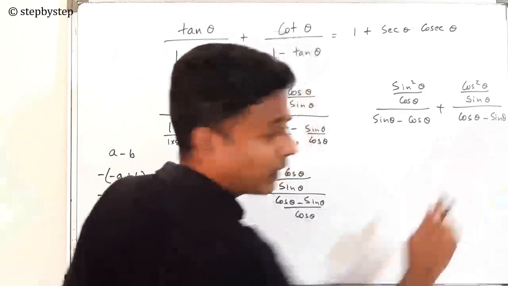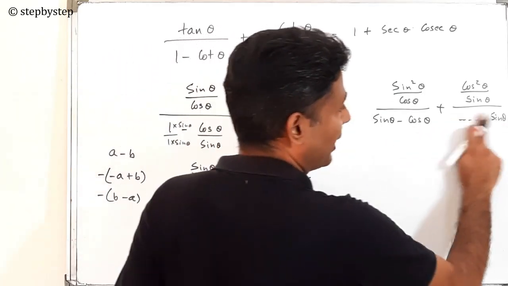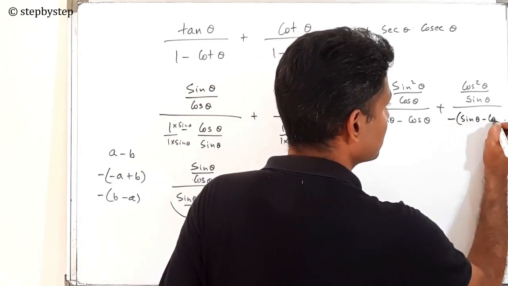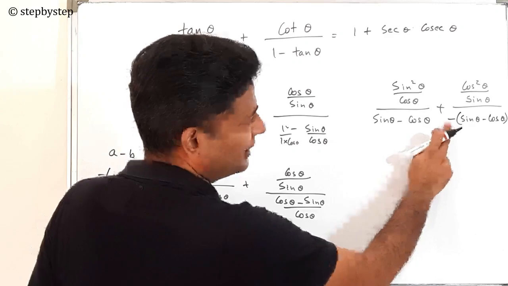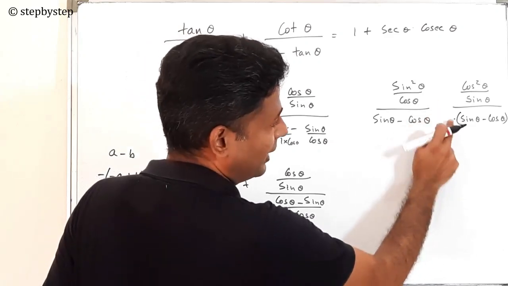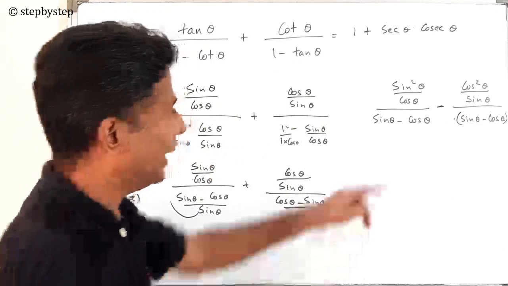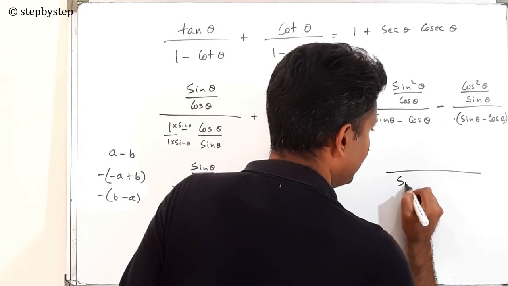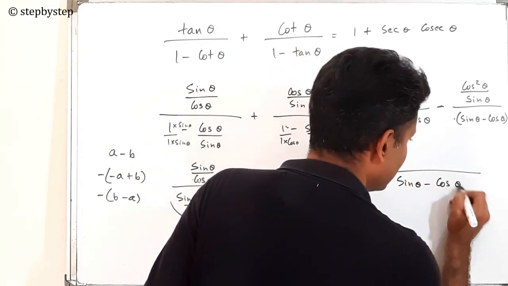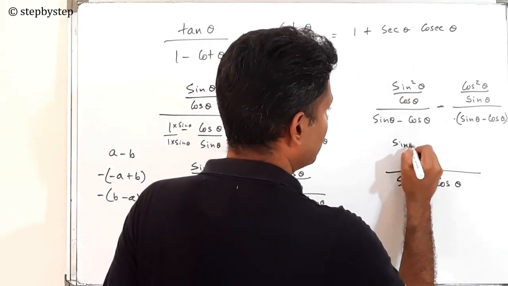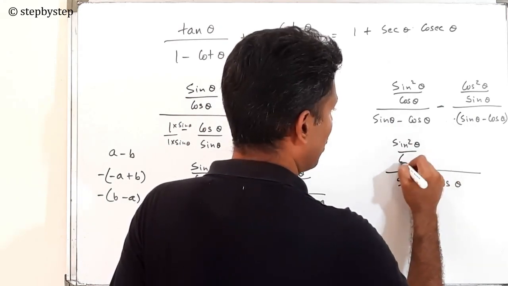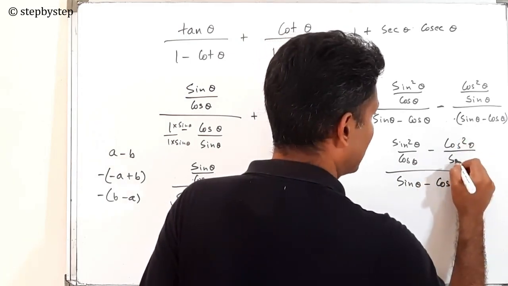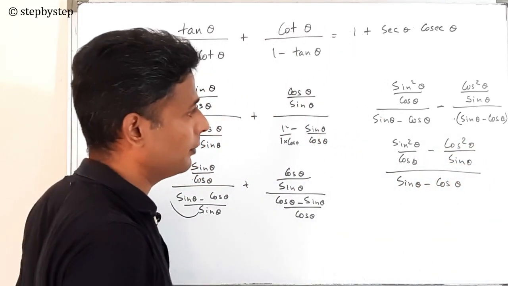So here it is cos theta minus sin theta. How do I make it sin theta minus cos theta? By taking minus sign outside. Now this minus is here, which means it will come up, plus into minus becomes minus, and now your denominator is the same, which means LCM is sin theta minus cos theta, and up what will you get? Sin square theta by cos theta minus cos square theta by sin theta, right?